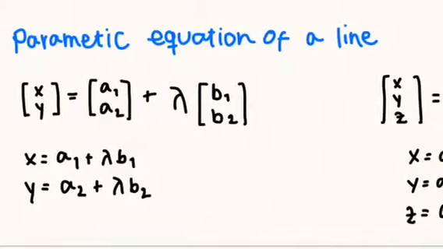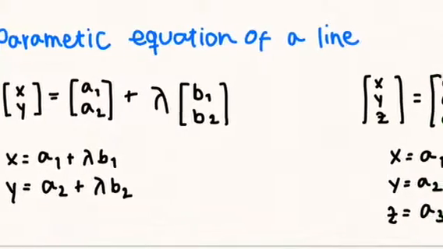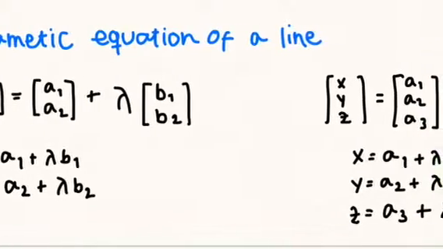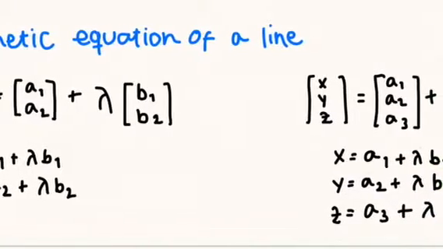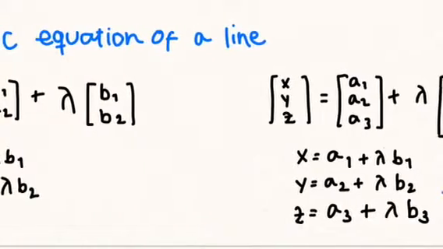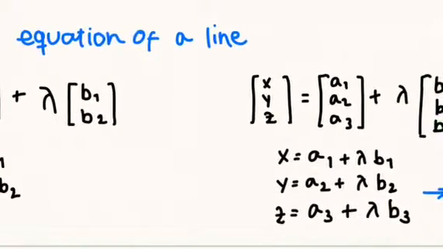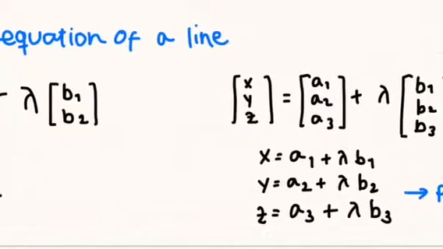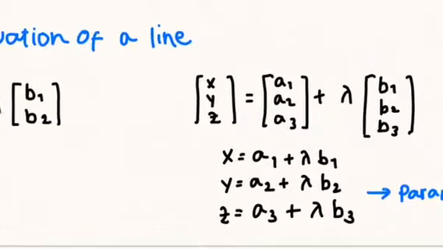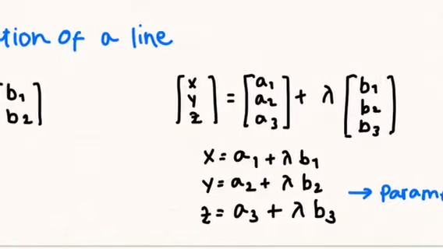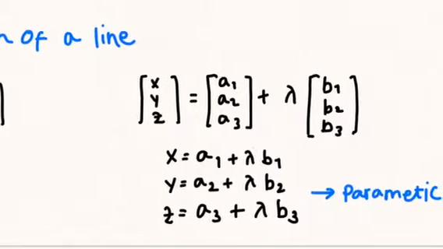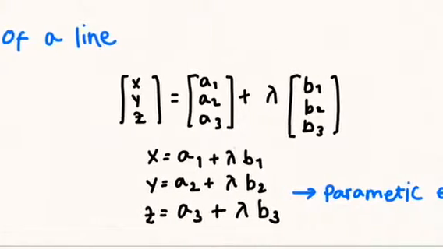Equation of a line. If you have the vector equation of a line as shown on the screen, then you can transform this into the parametric equation of a line. So you take each of the rows, in this case x equals a1 plus t times b1 and y equals a2 plus t times b2, and this will give you your parametric equation of a line.